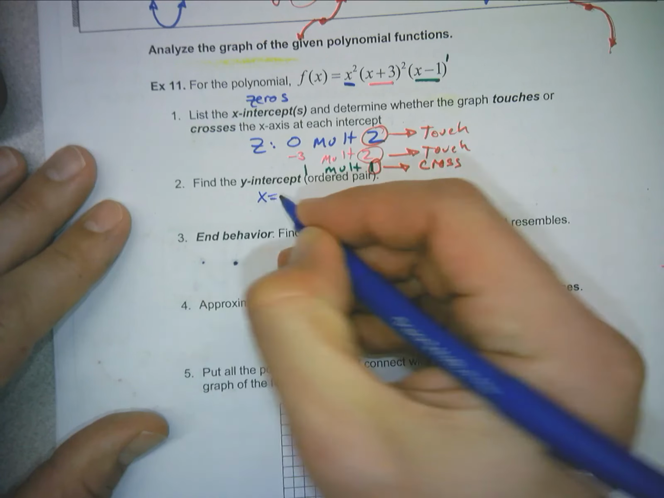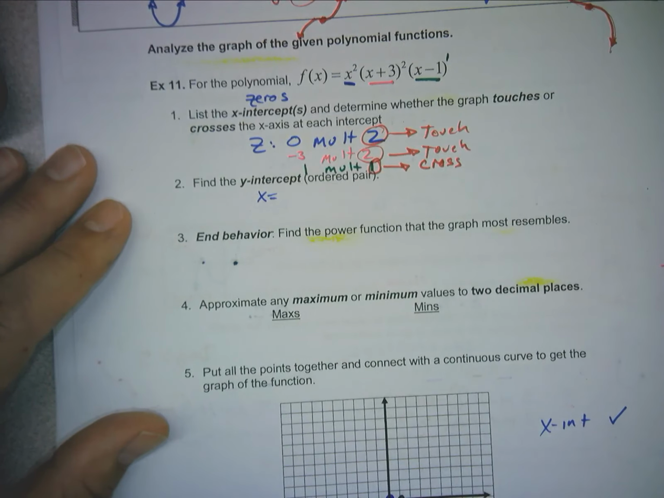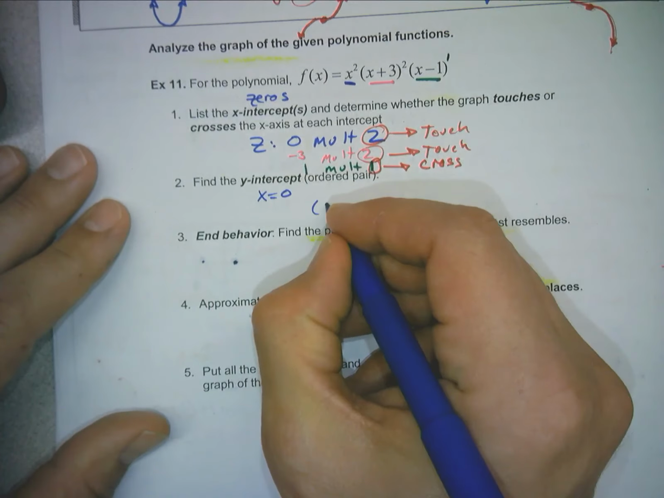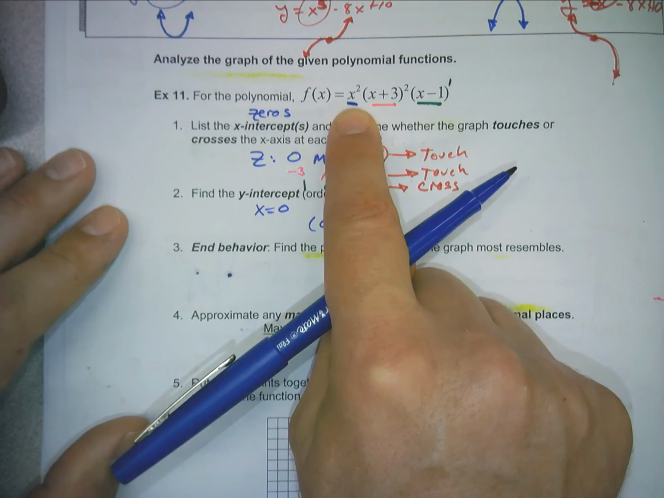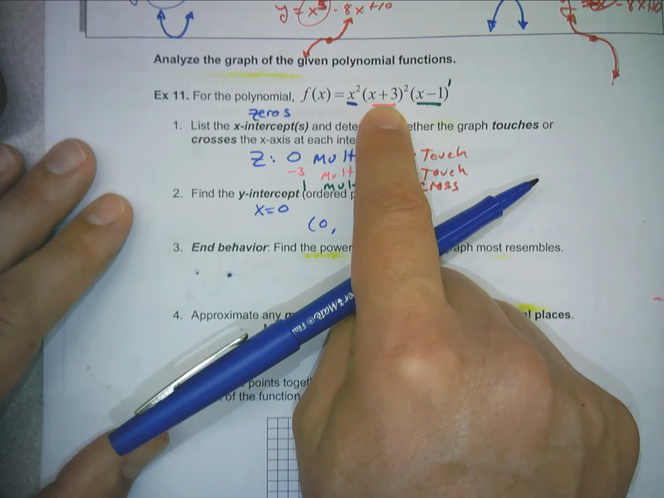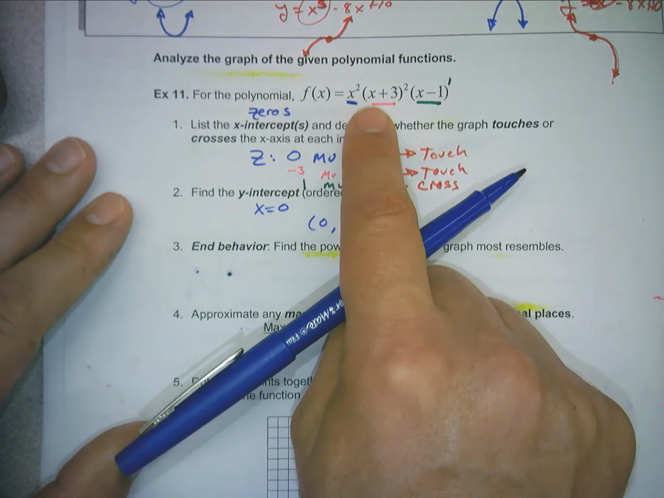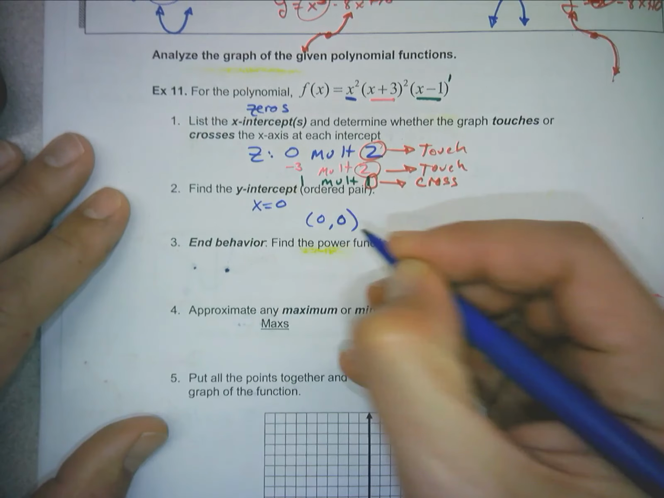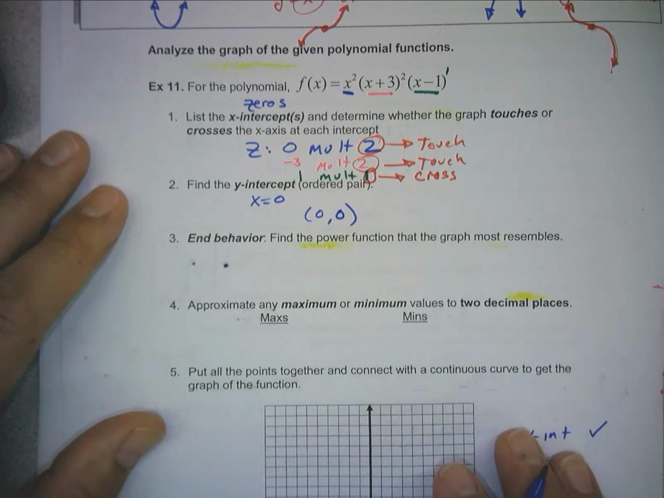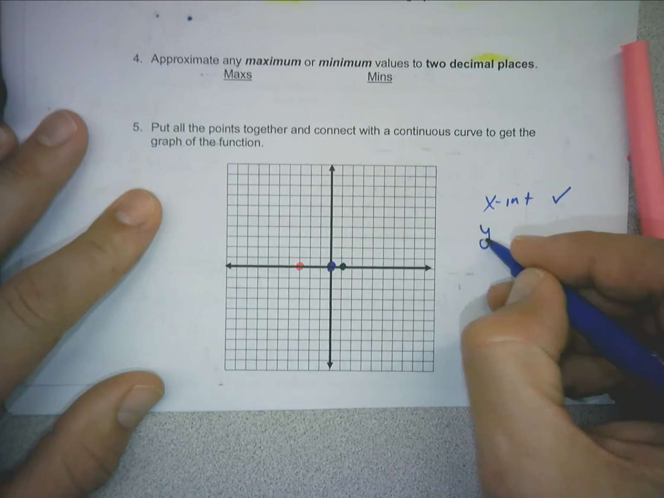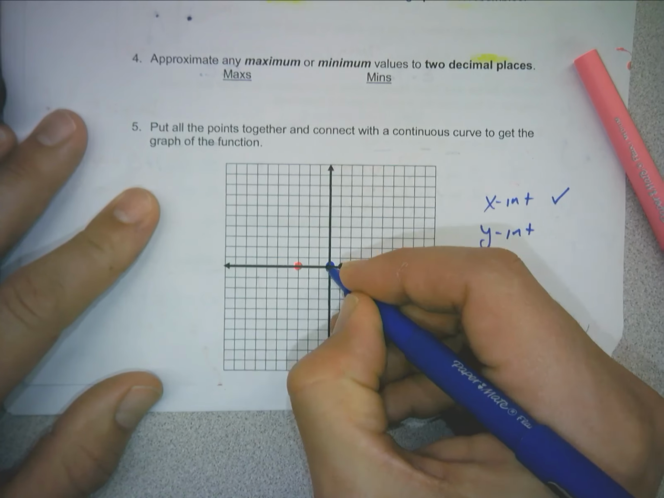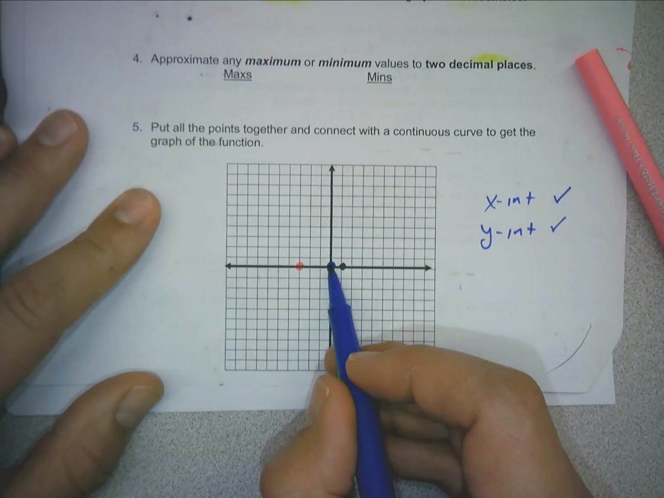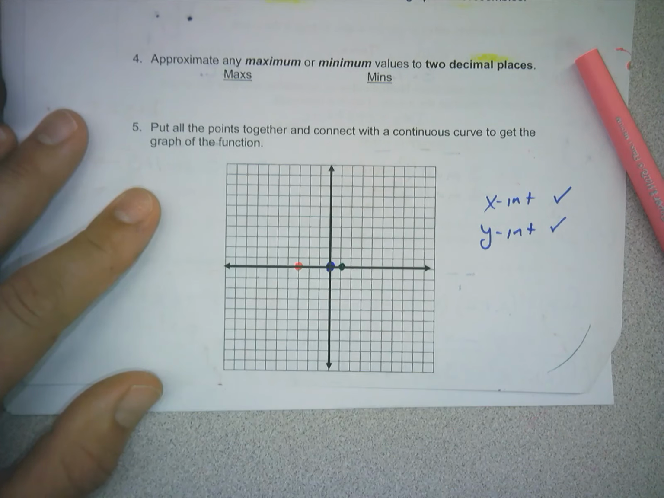Y-intercept is when x equals what? 0. So when I plug in 0, 0 squared is 0 times whatever. 3 squared is 9. 0 times 9 times negative 1. 0 times anything is 0. Okay, so my y-intercept, I want to graph that. That's right here on the y-axis. That's at 0, 0 also. So that's done. So right there at the origin is the x-intercept and the y-intercept.